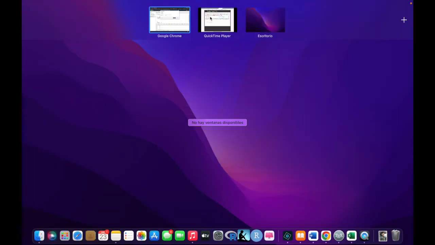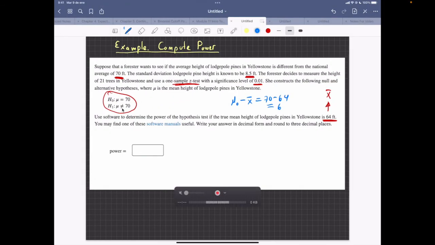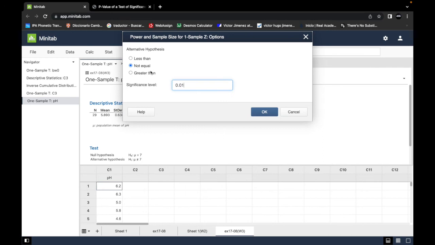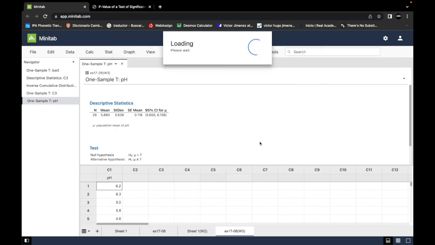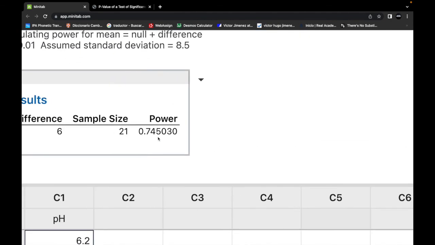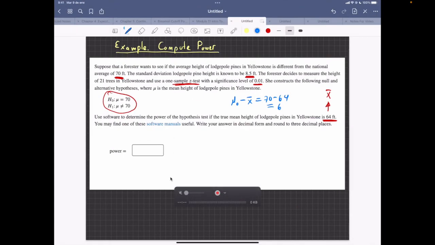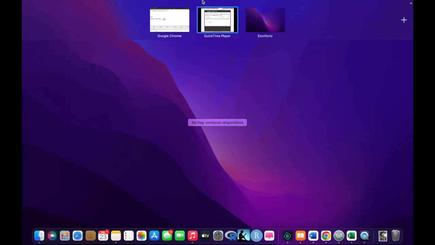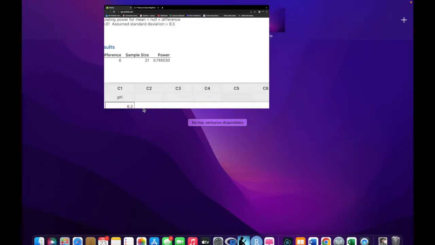And the alternative is what? Is different. So choose here not equal, then OK, and then OK. And the power is 0.7045. That's all what you have to do here. 0.7045.